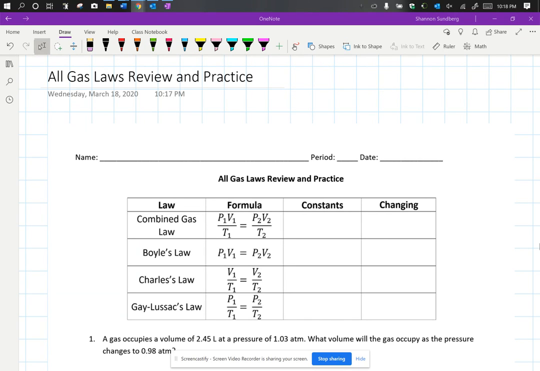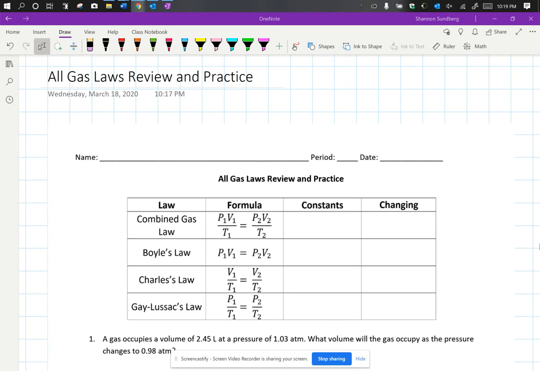So I sent you an all gas law review and practice document inside your OneNote, so you should have it there. I would recommend filling this out as I'm talking, so that way it'll make a little bit more sense if you were a little fuzzy after the videos you had just watched.